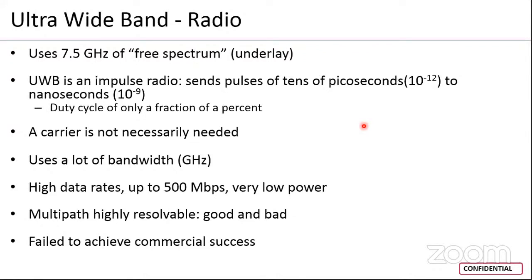Multipath is highly resolvable, and it has both good effects as well as bad effects. Good effects in the sense that the transmission time will be very less, but when it comes to bad effects, interference is most likely the disadvantage. That is the main reason why it failed to achieve commercial success, and that is why cognitive radio and smart radios are still mostly preferred.